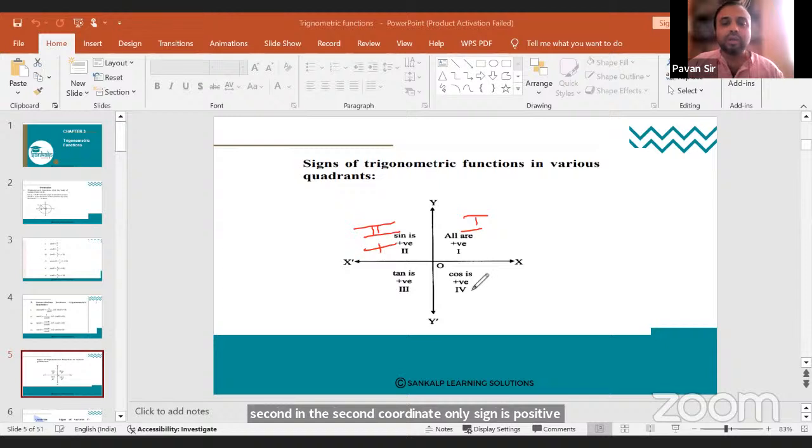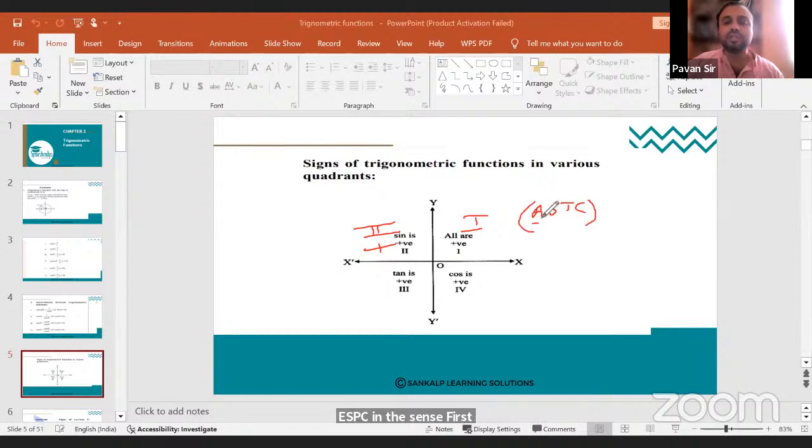And the fourth quadrant, only cos is positive. To remember this, remember ASTC. What is the short form? ASTC. In the sense, A for all: in the first quadrant, all are positive. For the second, sin is positive. For the third, tan is positive. For the fourth, cos is positive.